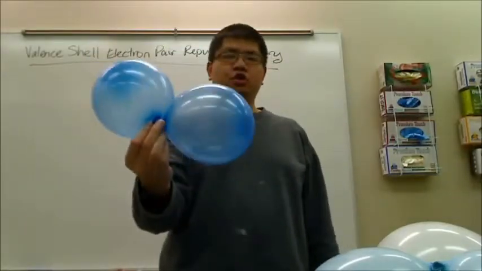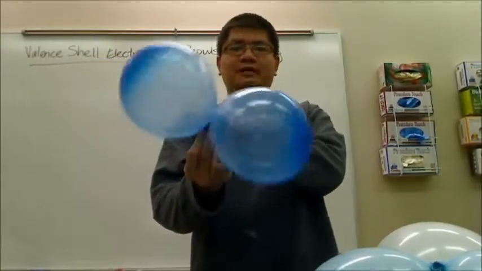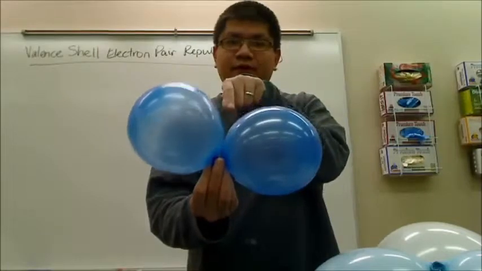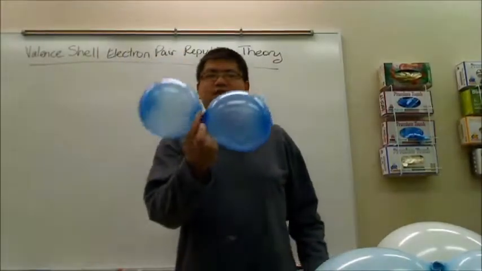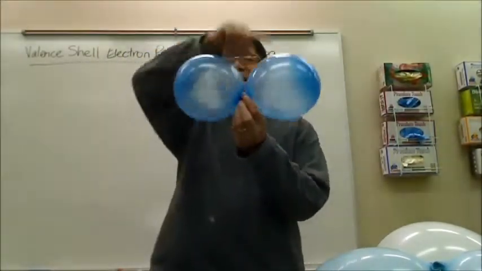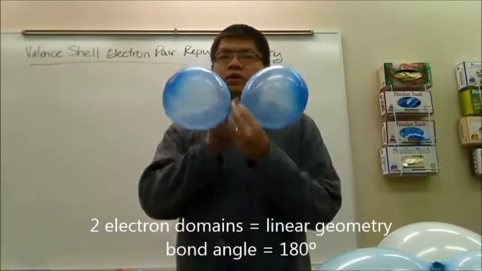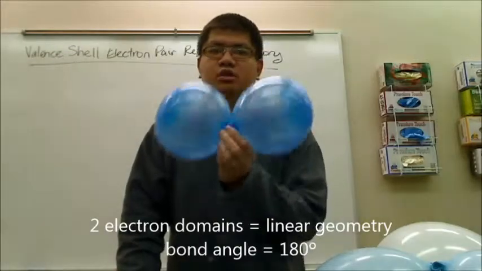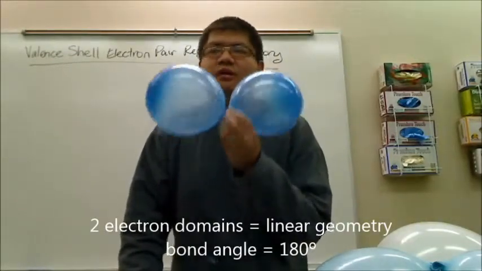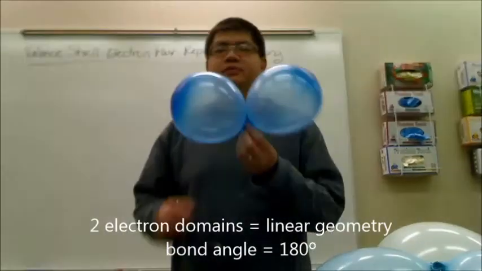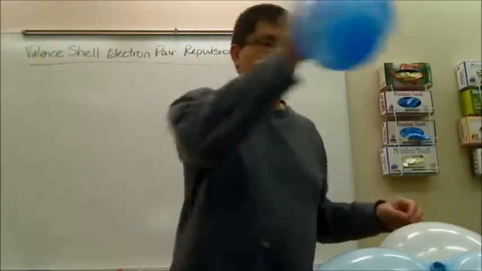Here I have 2 electron domains, 1, 2, about the central atom. In this case, you see that they are pushed apart with a 180-degree angle. They're in line with each other. Therefore, we have a linear geometry with a 180-degree bond angle when you have 2 electron domains.